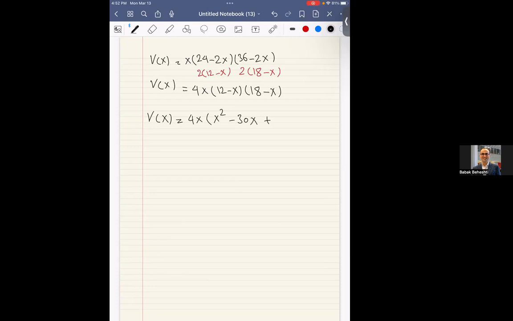What is 12 times 18? Can you use your calculators? 216. Okay, very good. So V of x is just 4 times x cubed minus 30x squared plus 216x. This is V of x. And again, x is something between 0 and 12.